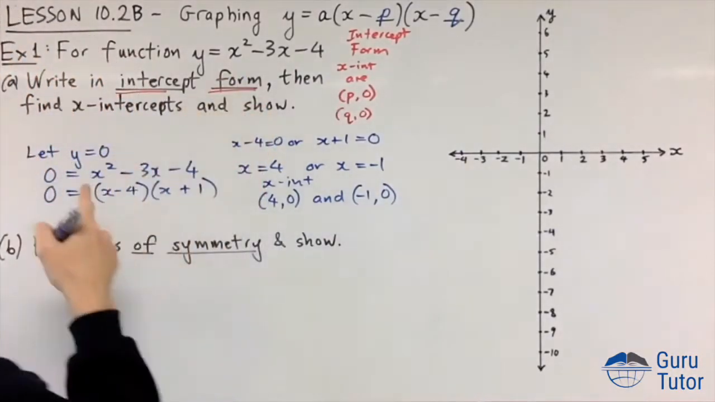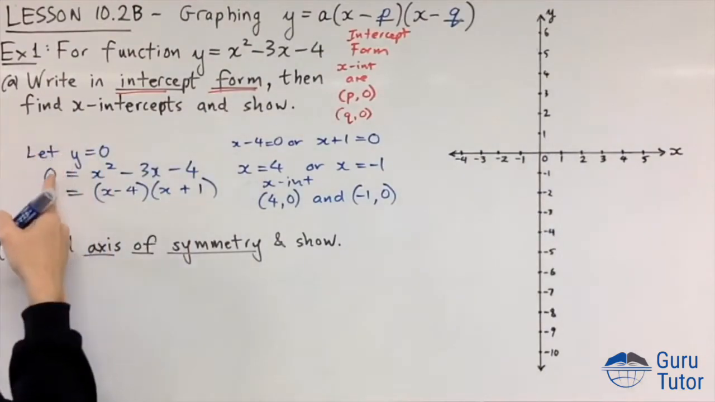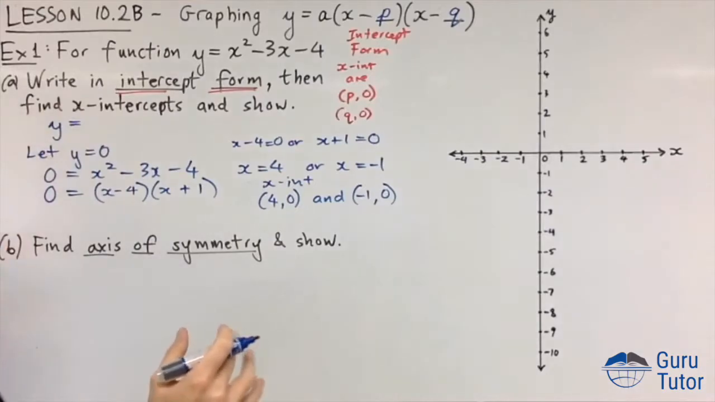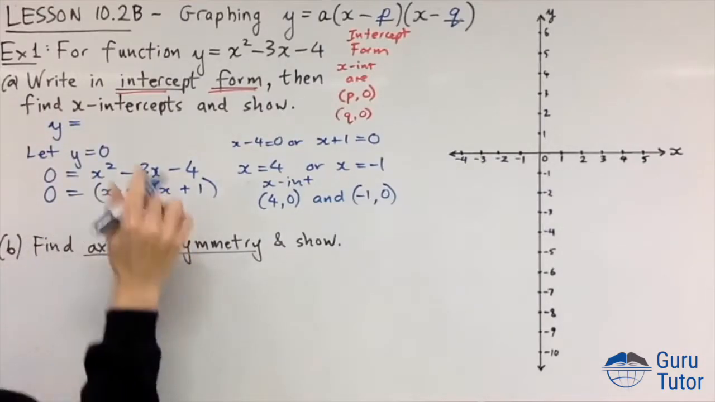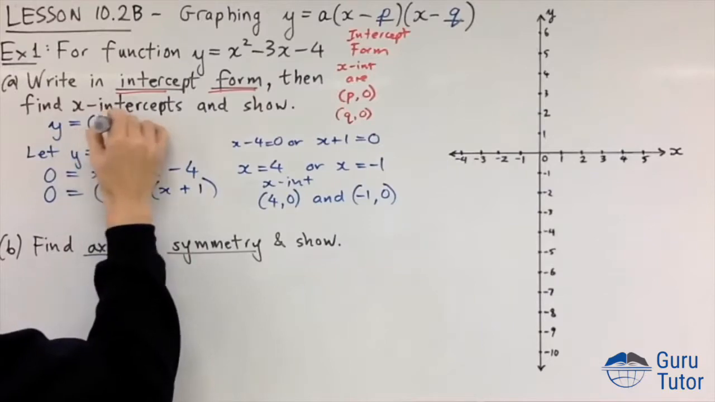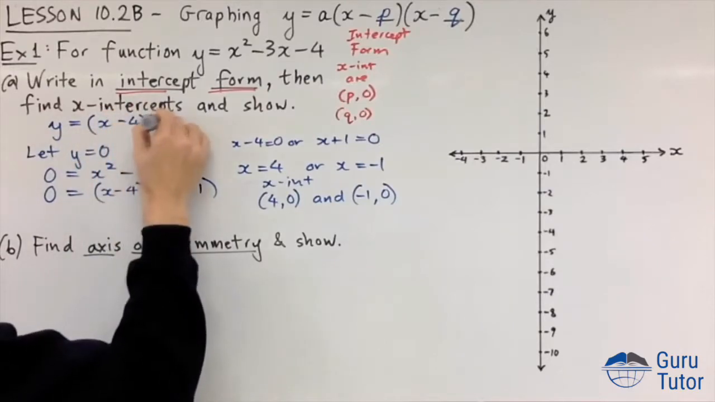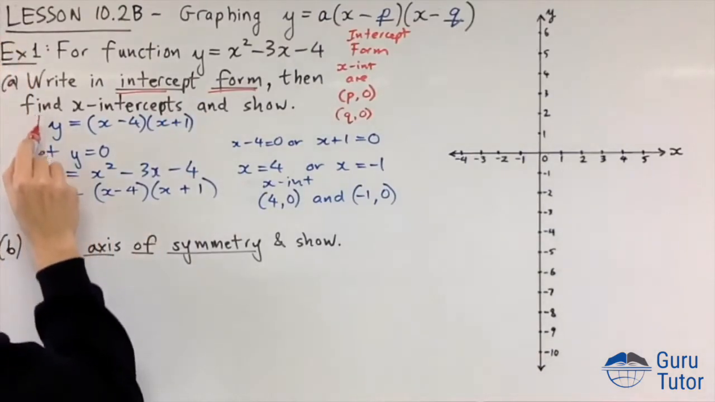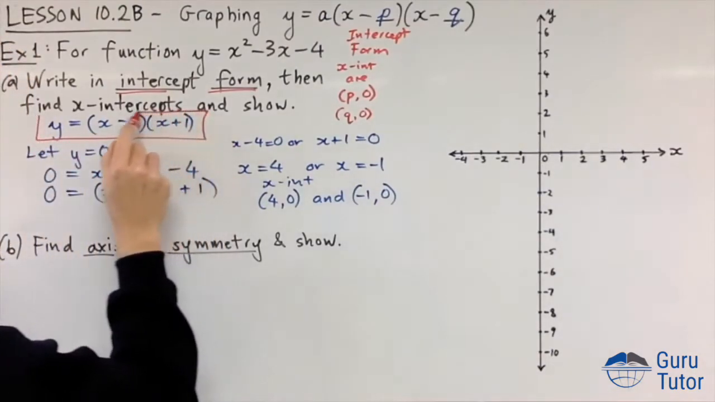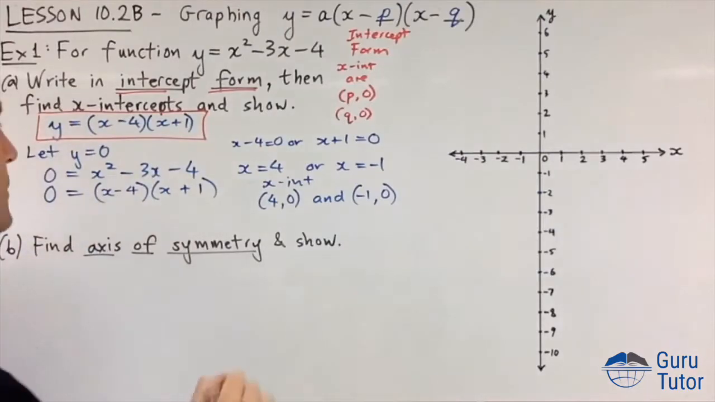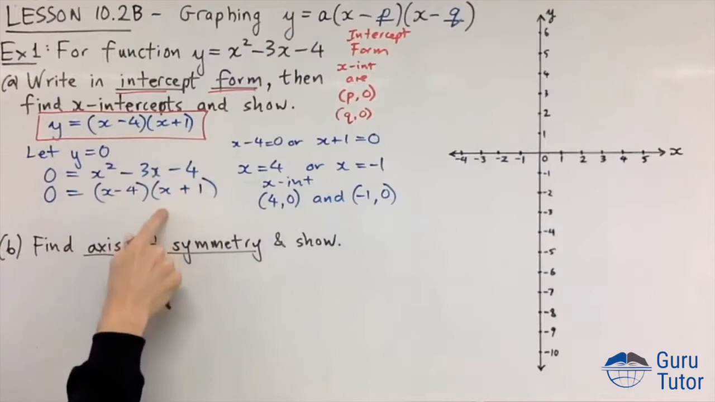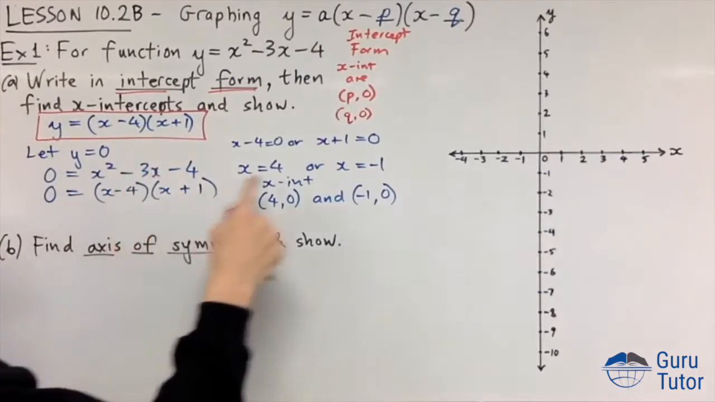What we could have done is instead of letting y equal 0, we could have just left the y here. So if I just left y there, didn't put y equals 0, and I factored the right side, I would end up with this: x minus 4, x plus 1. And that is actually intercept form right there, with the y still in it. Okay, and I just don't think the textbook explains this strong connection that it has with chapter 9. We did that in chapter 9, and we can use that to find the x-intercepts, okay?